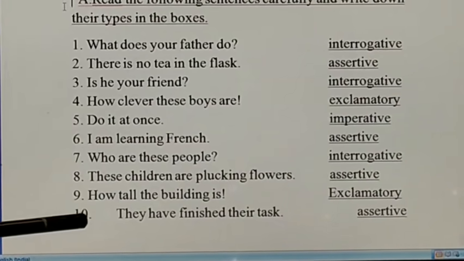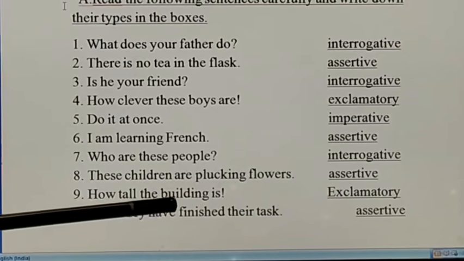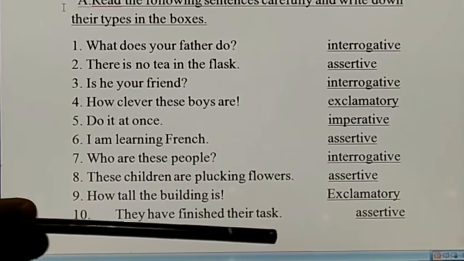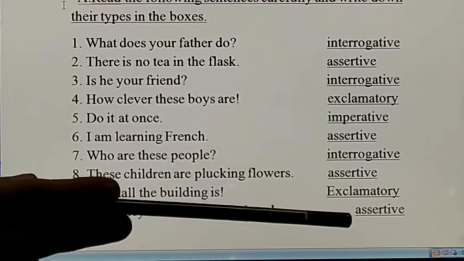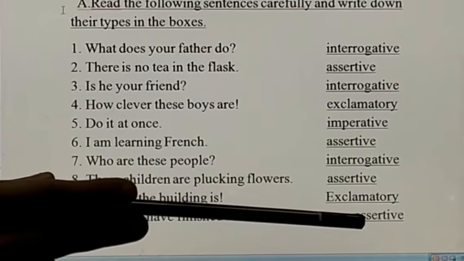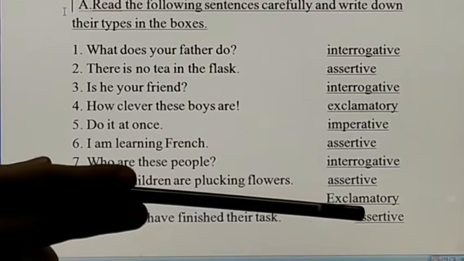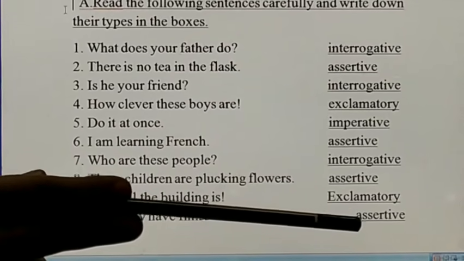Now the 10th one. They have finished their task. Okay. Full stop is there. So what are you going to write here? Assertive. It is an assertive sentence. So you write assertive in the blank.